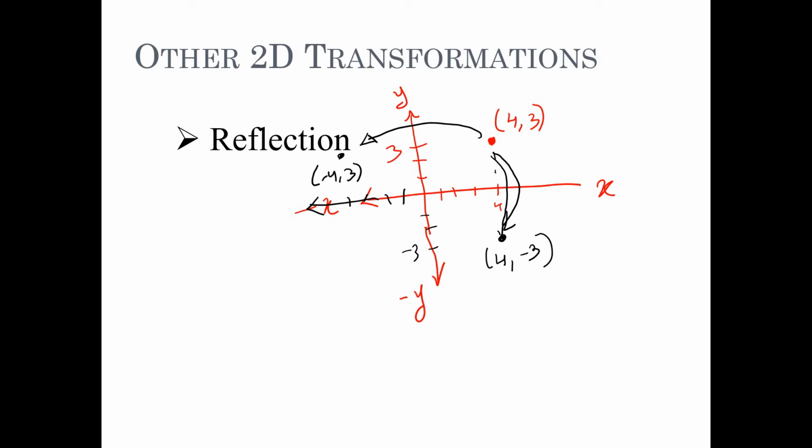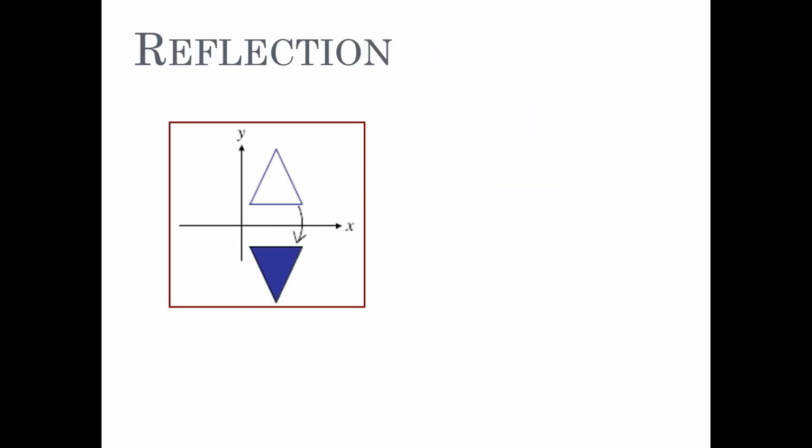So what we have here is that with respect to the x-axis, 4 will be multiplied by 1, which will give the same answer, 4, and 3 will be multiplied by minus 1, so we'll get minus 3 here. With respect to the y-axis, 4 will be multiplied by minus 1, we'll get minus 4, and 3 will be multiplied by 1, which will give 3. Alright, so this is your reflection of a point.